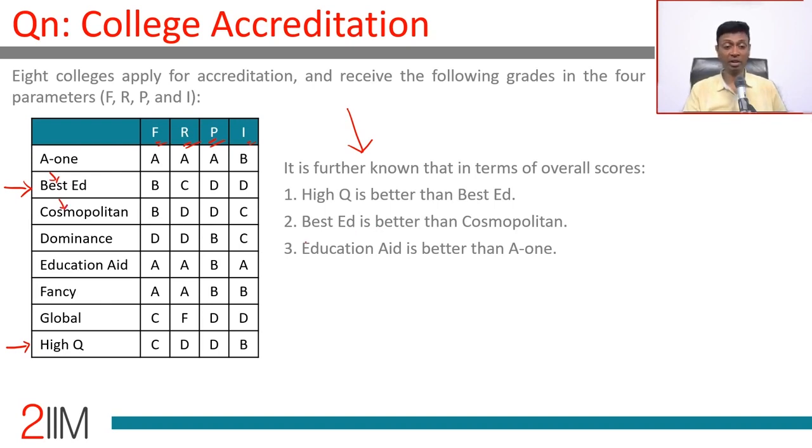Education Aid is better than A1. This is better than this. Wonderful. So let's go. That's it. Nothing more is given. So let's go step by step. High Q is better than Best Ed. High Q and Best Ed.